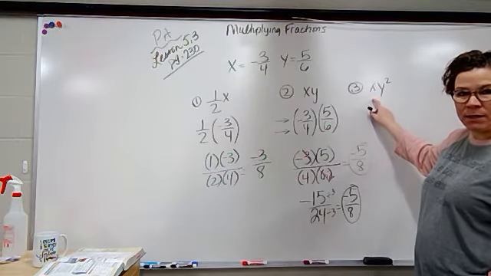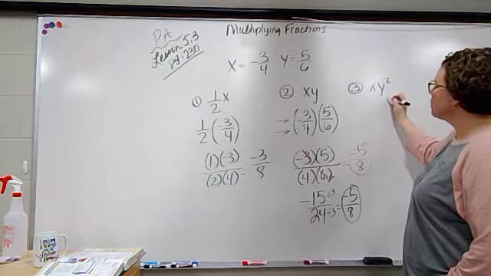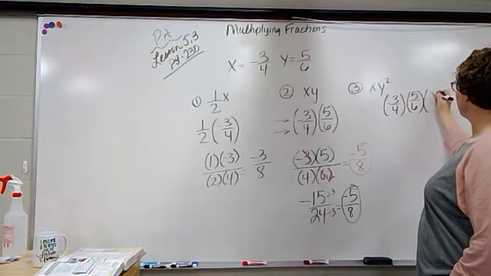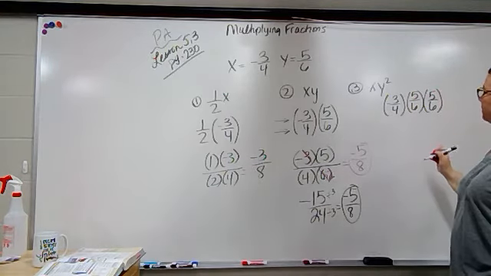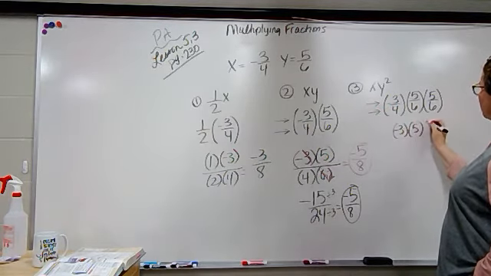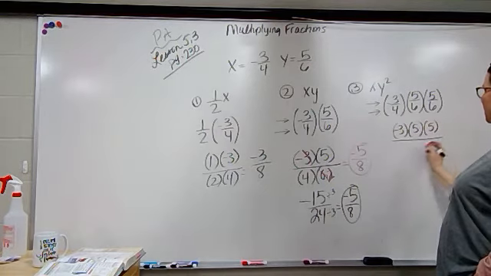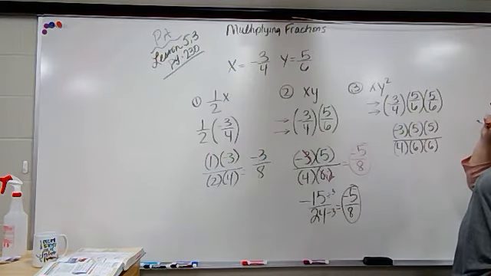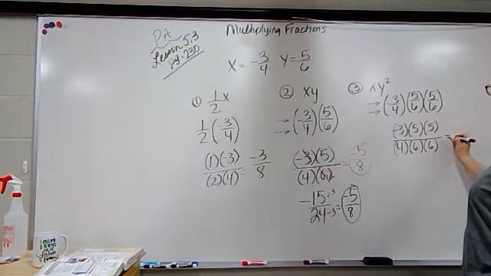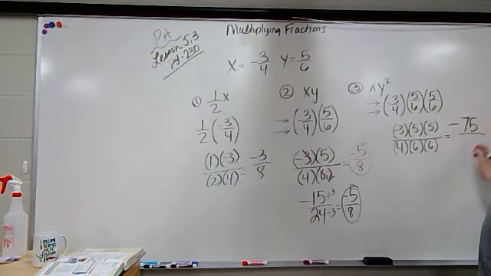All right, and then the last one is x times y squared. So I'm going to have negative 3/4 times 5/6 times another 5/6. Okay, multiply straight across. Negative 3 times 5 times 5 divided by 4 times 6 times 6. 5 times 5 is 25 times 3 gets me negative 75. And then 24 times 6 is 144.